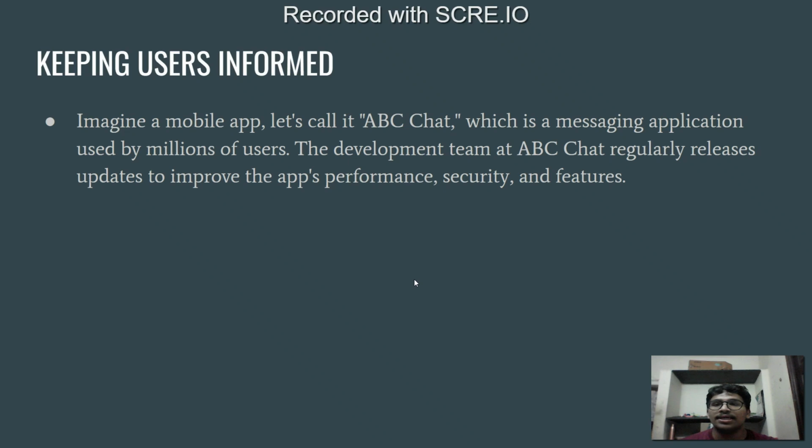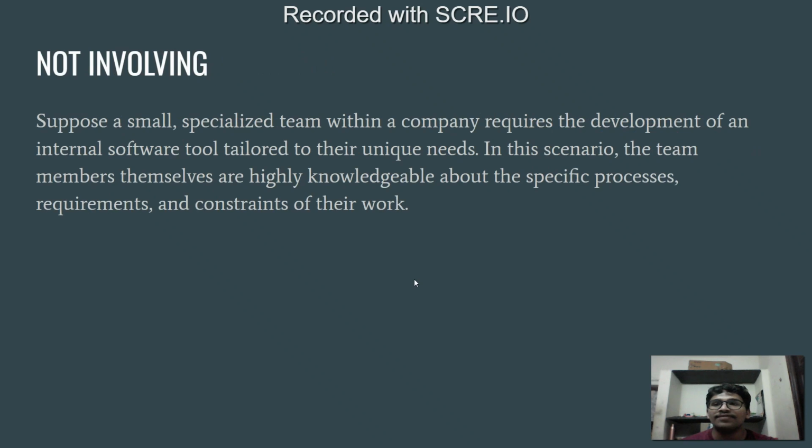The next one is keeping users informed. Imagine a mobile app, let's call it ABC Chat, which is a messaging application used by millions of users. The development team at ABC Chat regularly releases updates to improve the app's performance, security, and features.